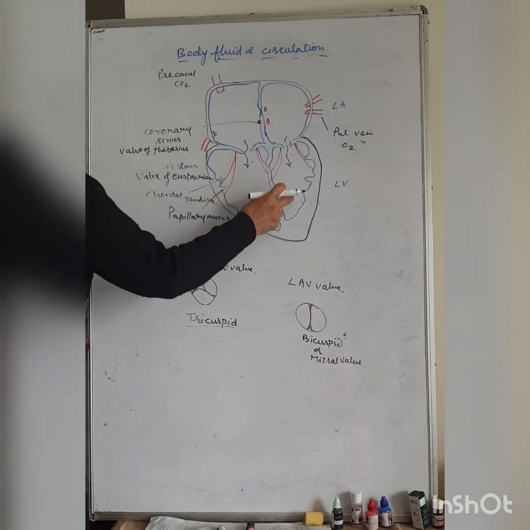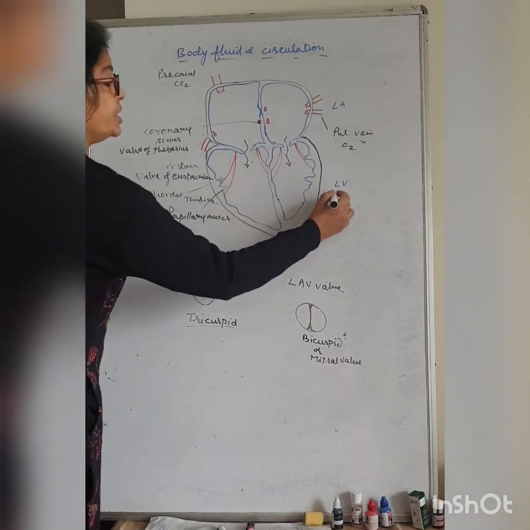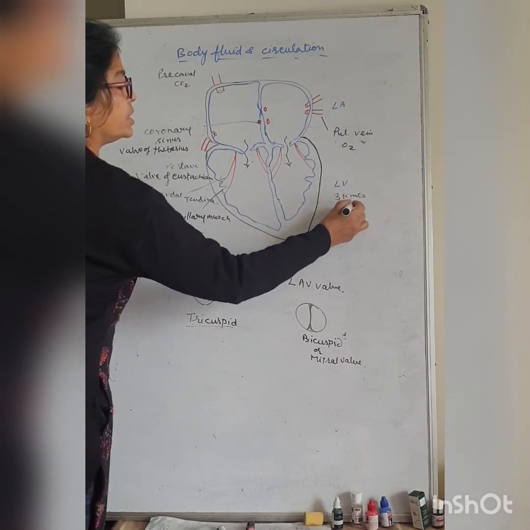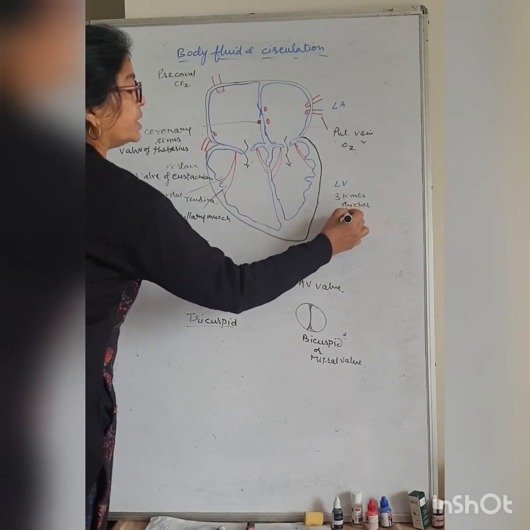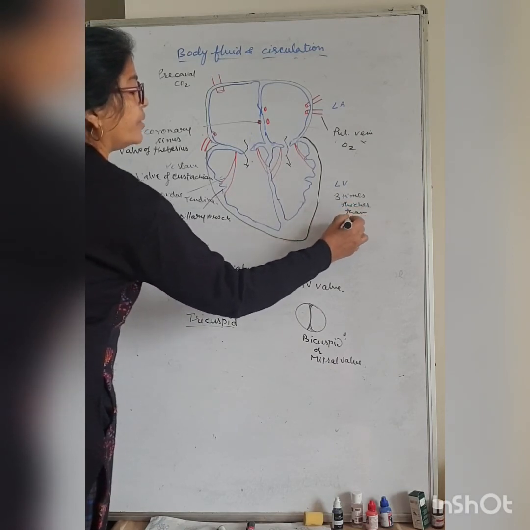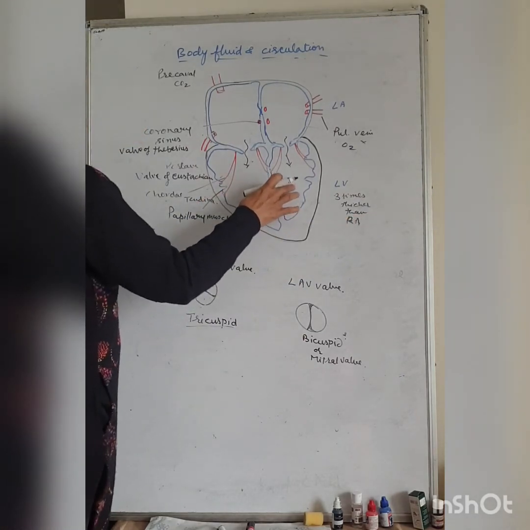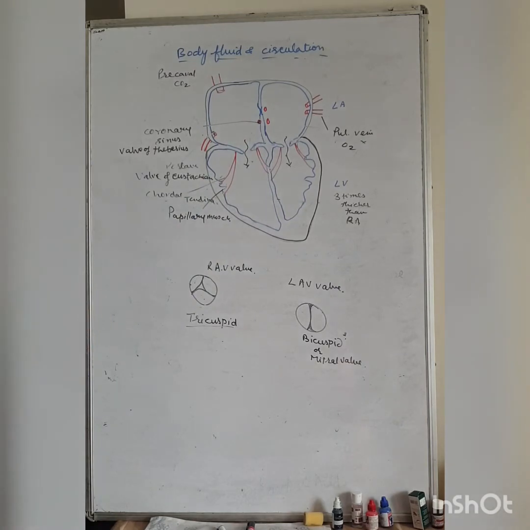The left ventricle is three times thicker than the right ventricle. Now we discuss the blood vessels that carry the blood from the ventricles.